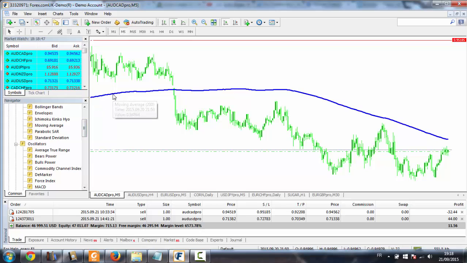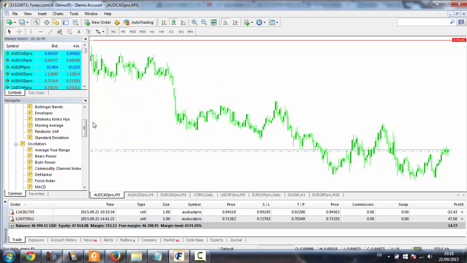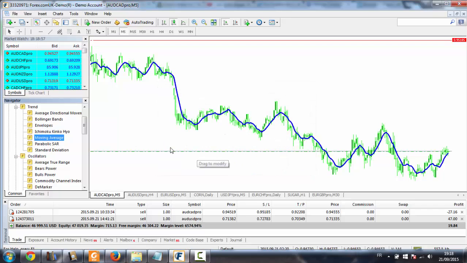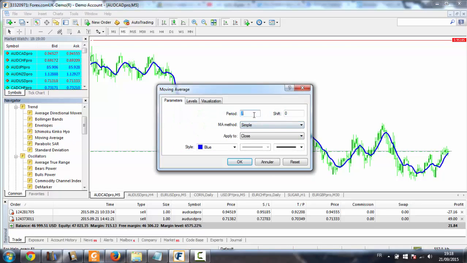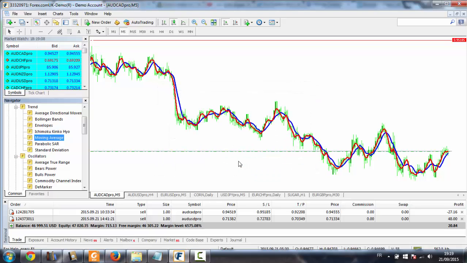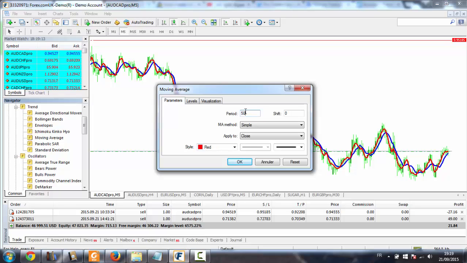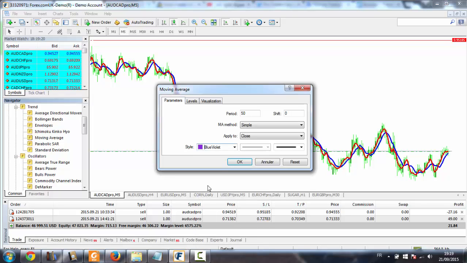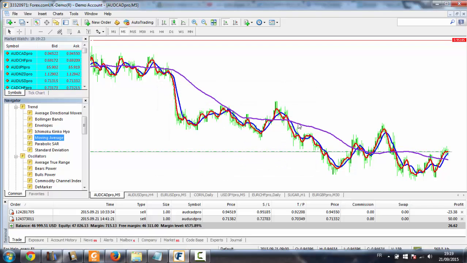So we remove the 200 moving average. Firstly, you're gonna set the 7 moving average, then you're gonna set the 3 period moving average. So set it in red, the 3 moving average. Then we set the 15 moving average. We're gonna set it in a clear color, okay, blue violet.